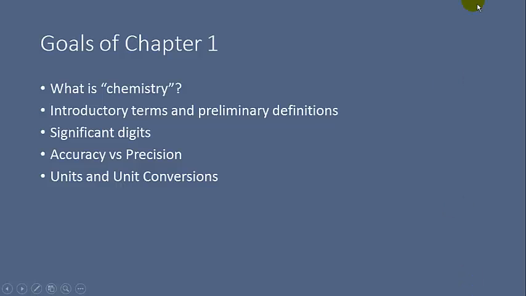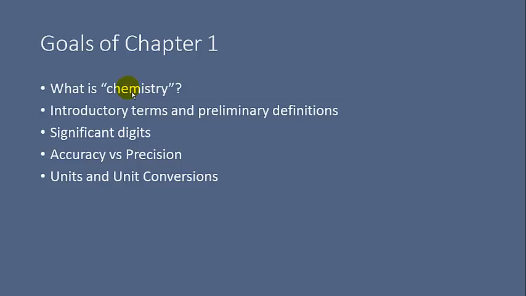Let's begin chapter 1 of CHE 111 with regards to our lecture notes. The first chapter is very much an introductory chapter, so it does not go into the meat or the heart of chemistry. So a couple of goals of this chapter. We will first begin with a discussion of a definition of chemistry.